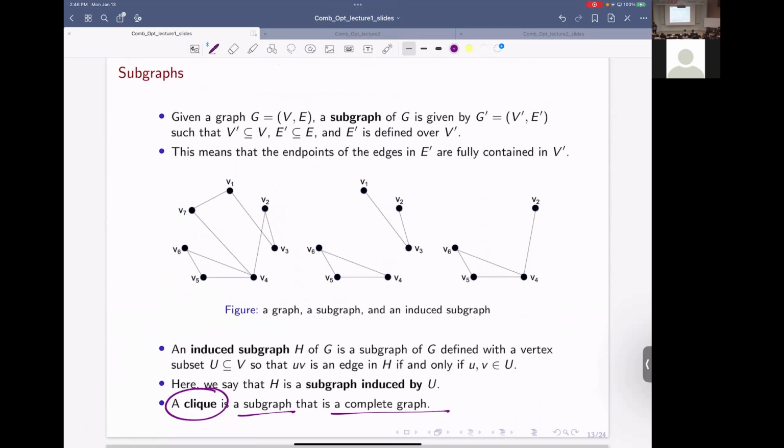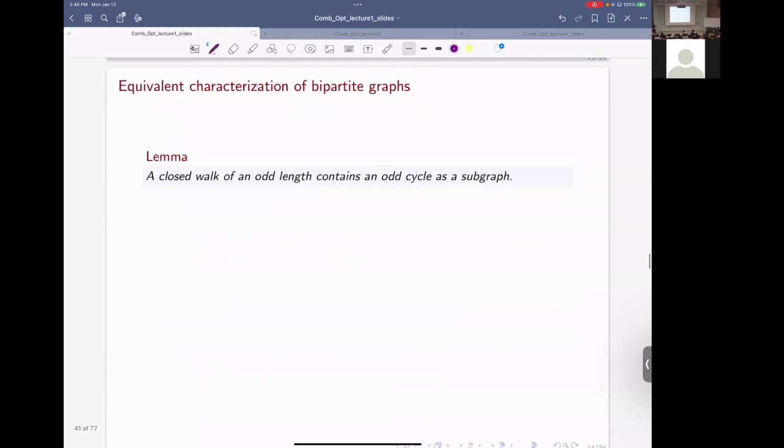Okay, so we are done with basic graph theory. Now we are ready to get into the bipartite matching problem. We have defined the notion of bipartite graphs. Again, a graph is bipartite if you can partition the vertex set into 2, and every edge has to cross these 2 sides. There's an equivalent definition of bipartite graphs, and we need this result first. If you have a closed walk of odd length, which could repeat vertices, you can always find an odd cycle contained in it.